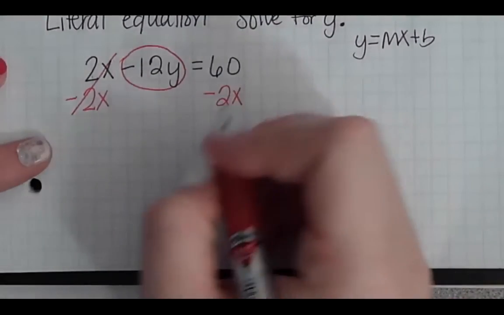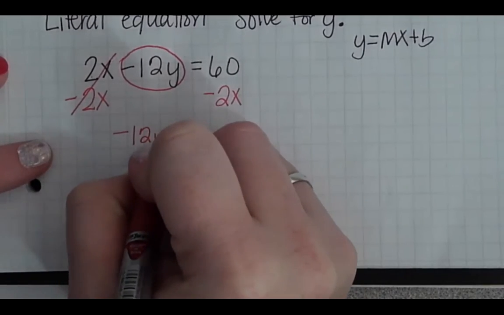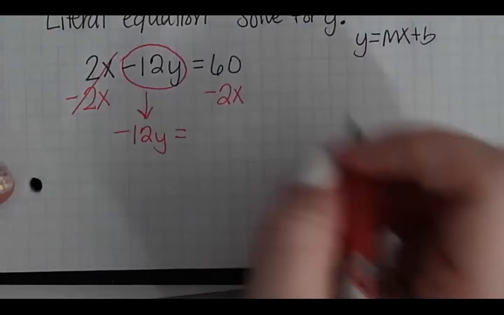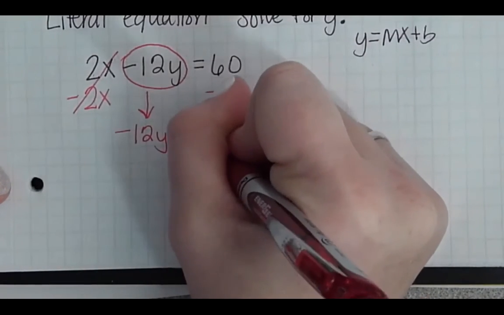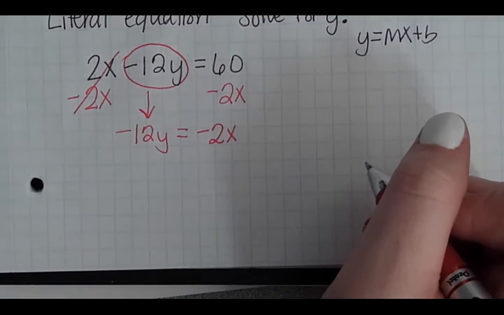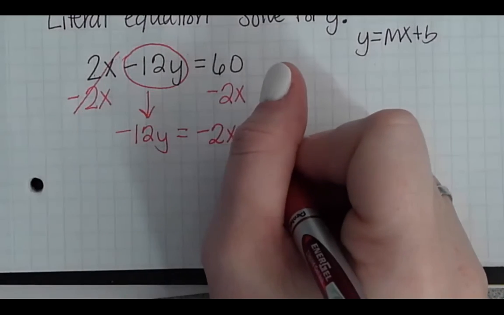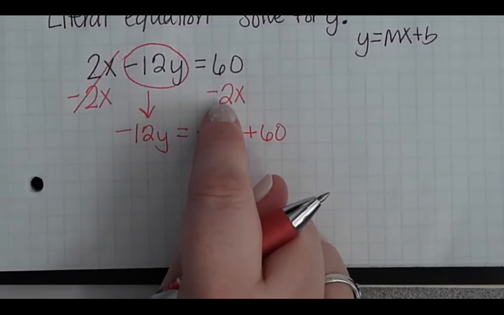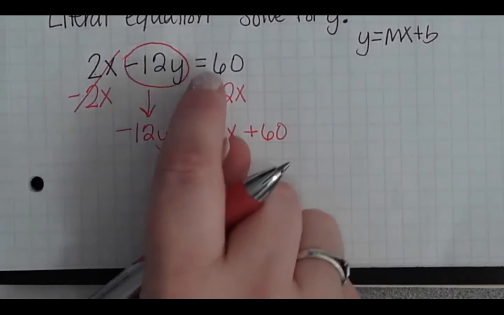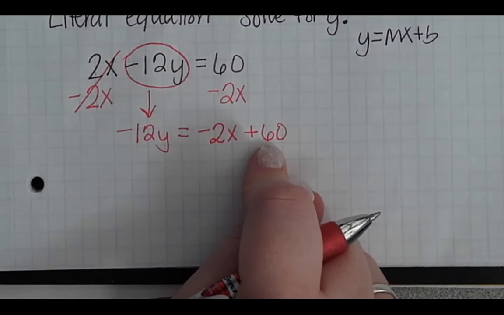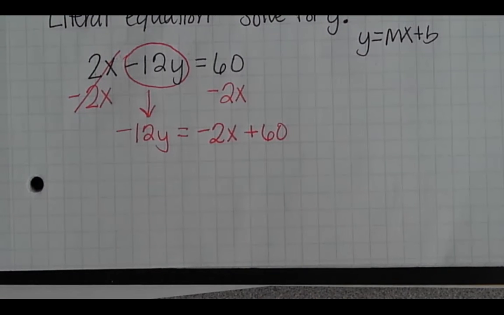The 2x. So I would do negative 12y. I'm just bringing that down. Bring down your equals. And we said we're going to write the 2x first. Would it be a positive 60 or a negative 60? Positive 60. So keep in mind the negative is with the 2 and there was no sign in front of the 60, so we know it's a positive. Any questions on that step?